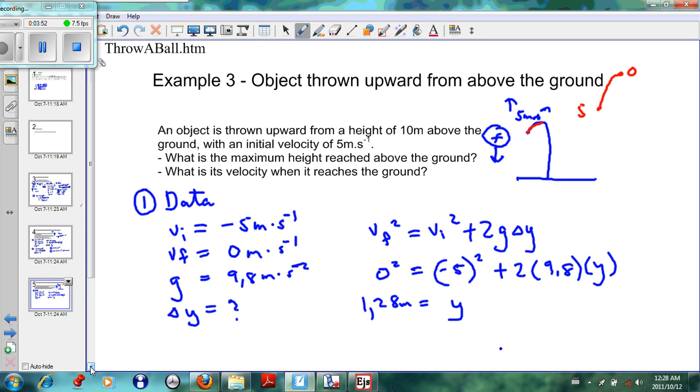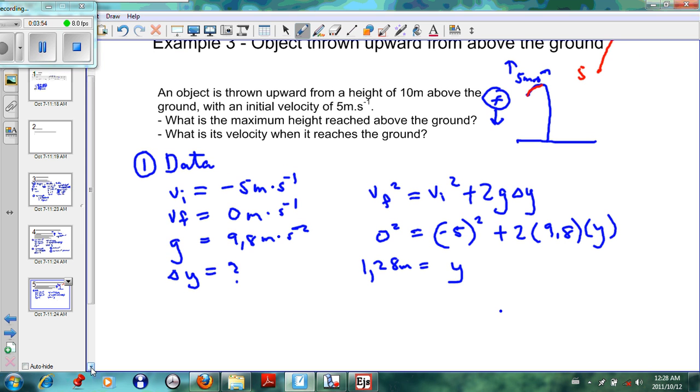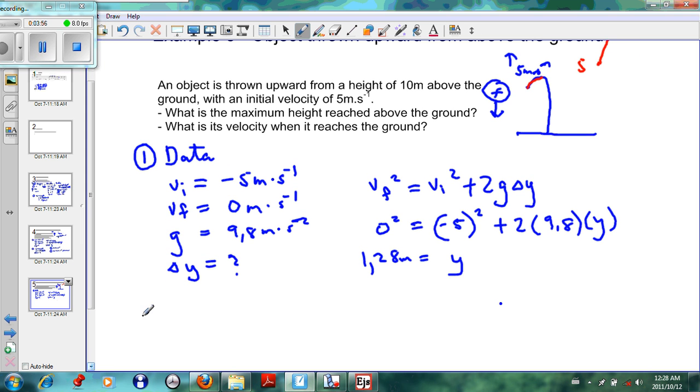Now the next question is interesting. It says, what is the velocity when it reaches the ground? So many of us will say when it reaches the ground, the velocity is 0. I've seen that misconception, but that's not the case. We are talking about the velocity just before it reaches the ground and then the ground stops it.